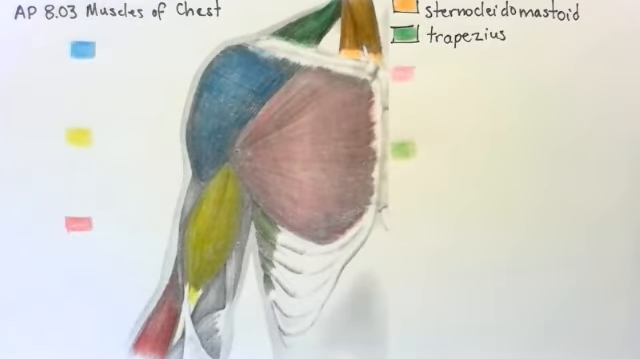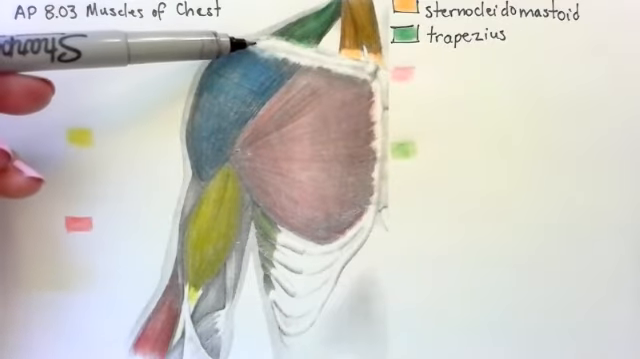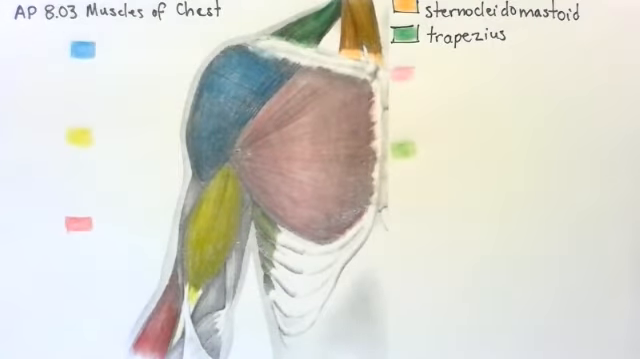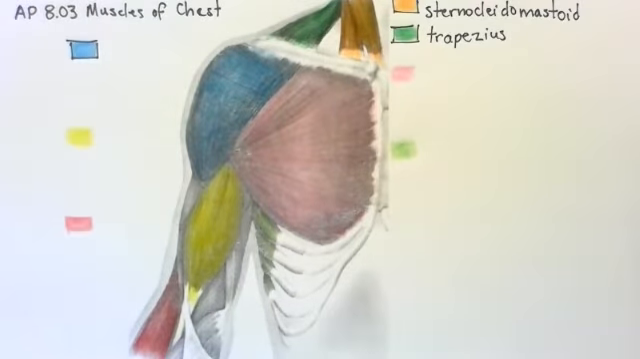All right, the rest of these guys are new. Let's start up here, closest to the acromion process and the coracoid process on the scapula. So here in blue, what was supposed to be a dark blue, we have the deltoid.